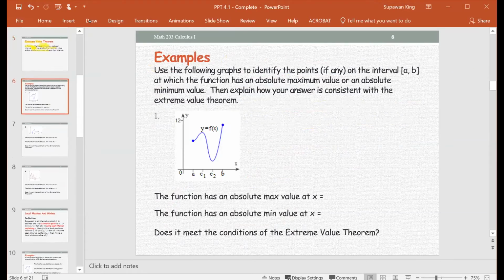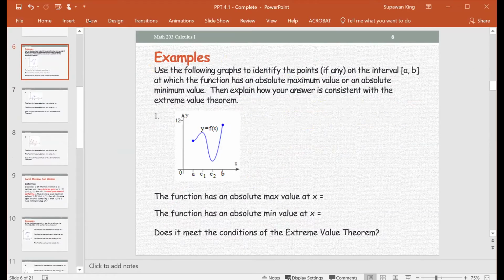All right, for the next example, we're going to use the graph provided here to identify the points, if any, on the interval [a, b], the a here and the b here, at which the function has an absolute max and absolute min value. Then explain that your answer is consistent with the extreme value theorem.